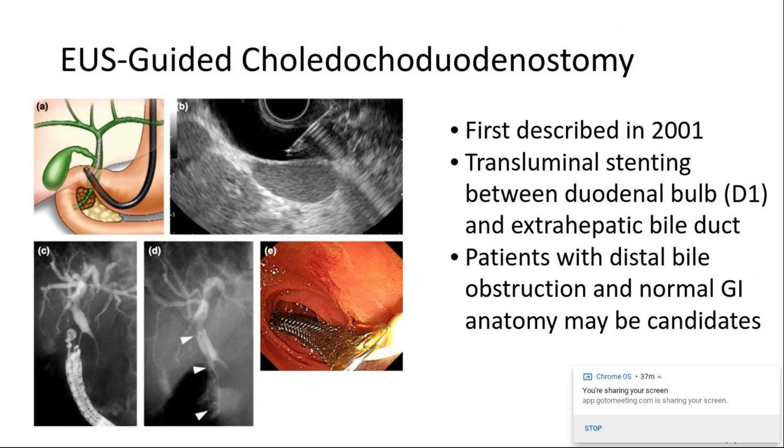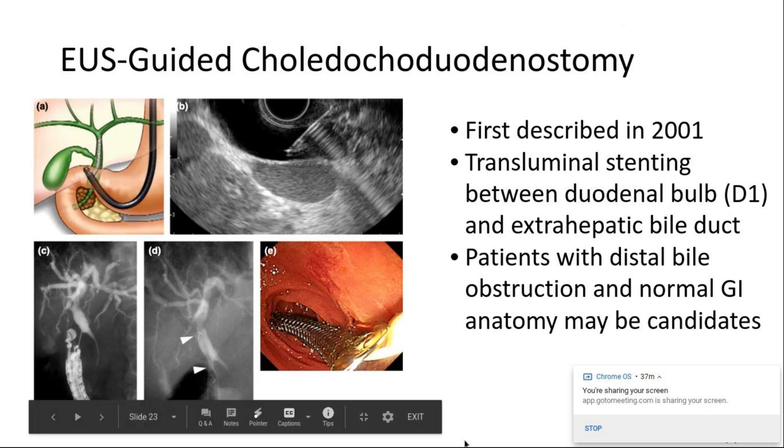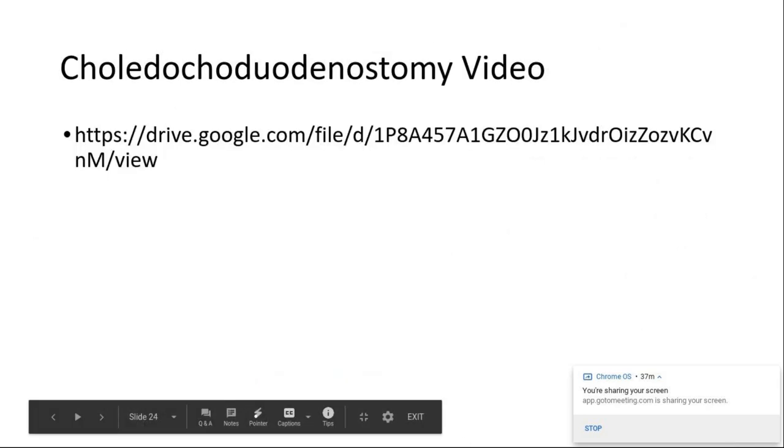The retroperitoneal location of the CBD also makes it an attractive access site for patients with ascites, in which fluid around the liver makes transhepatic access, be it percutaneous or transgastric, more difficult and hazardous. Next slide. Here's a video. Again, we can show this at the end.